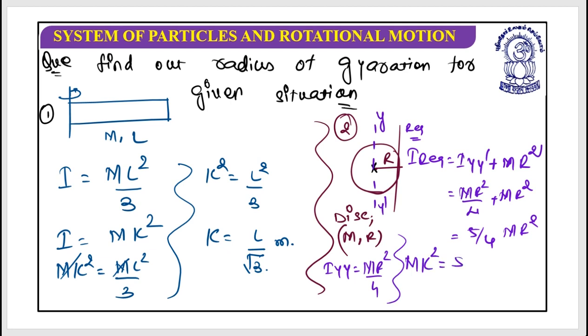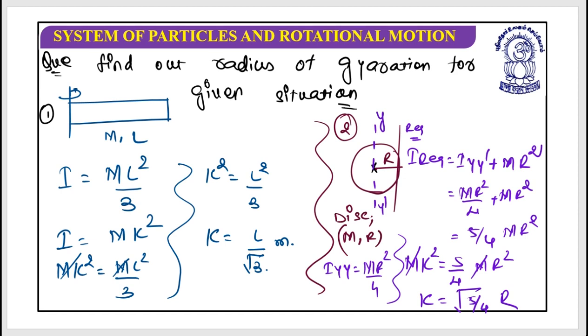So now let's just compare it. MK square is equal to 5 by 4 MR square. This M has gone. So K is equal to root of 5 by 4 multiplied by R. This is the radius of gyration for the given situation. I hope this is clear. Is it clear? Are you sure?